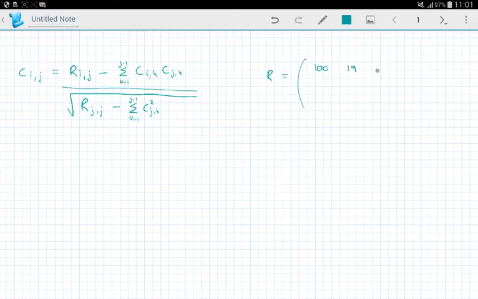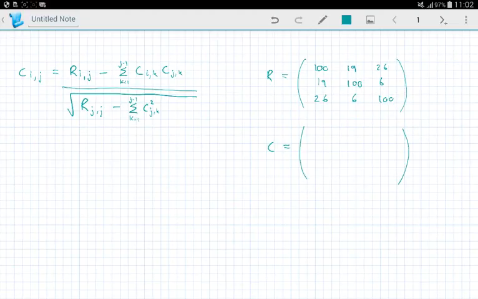100, 19, 26, 19, 100, 6, and 26, 6, 100. This is my correlation matrix, which I now want to find the Cholesky decomposition of. So I want to turn this R matrix into a C matrix.